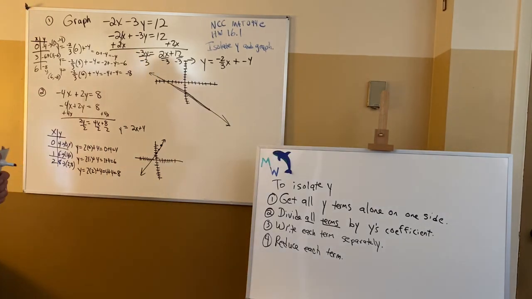That's how it goes. Isolating y is going to follow those steps and lead you into your ability to graph these lines.